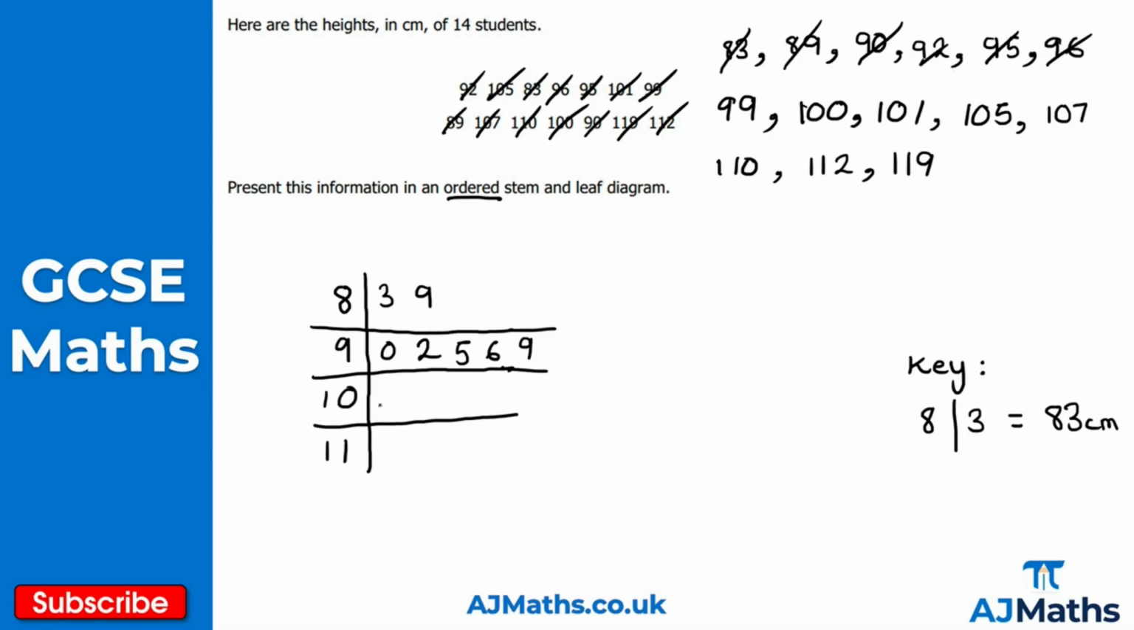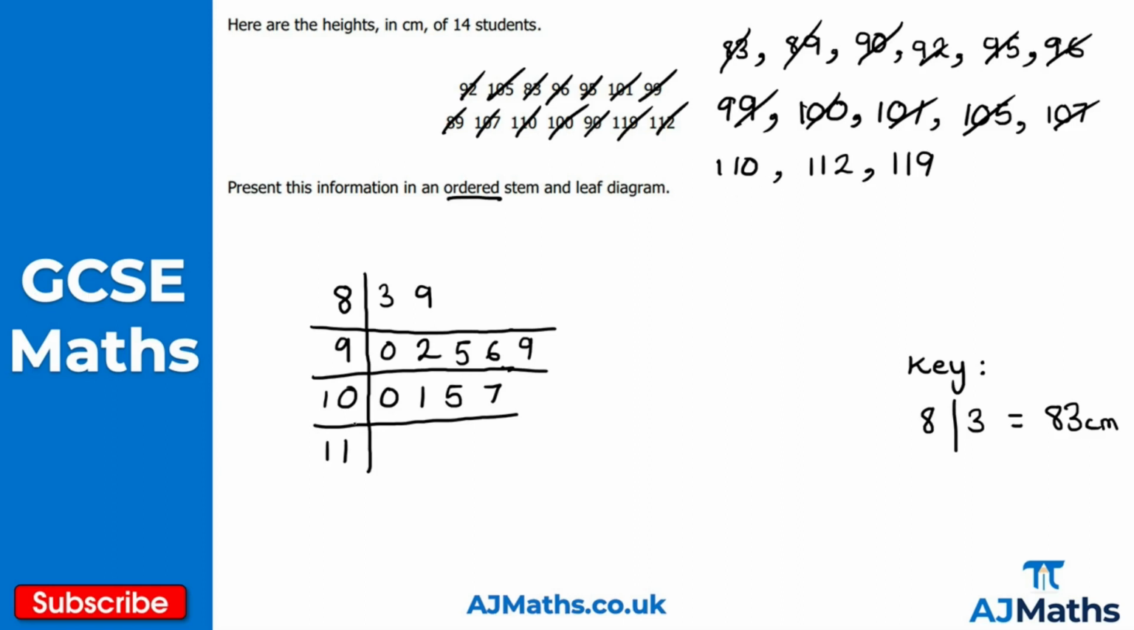So I've got 100 here, so that's going to be a 0. We've got 101, so that would be a 1. 105, so that's going to be a 5. 107, so that'll be a 7. And then we have no other data just after 100 to 110. We take them off. We now move to 110.